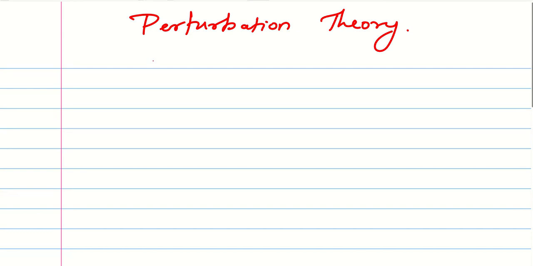Here we will see perturbation theory. So where is this perturbation theory useful? In those cases where you cannot solve the system exactly. So you know, in the case of a simple harmonic oscillator, your Hamiltonian was given by this form.